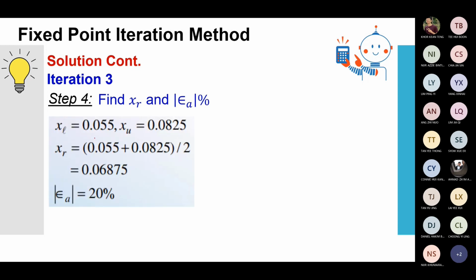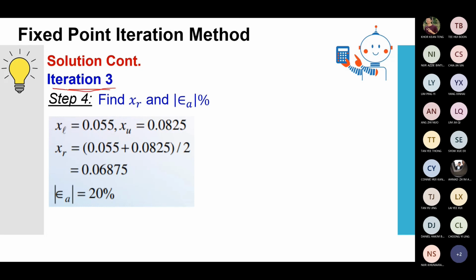Again, as we know, your XL is 0.055 and your new XU, the upper limit, is 0.0825. Then you check the new root using the iterative formula: XR equals the sum of these two values, upper and lower boundary, divided by 2, and it gives you 0.06875.